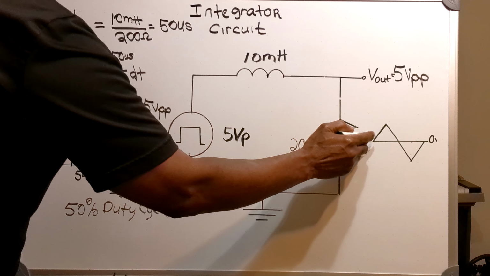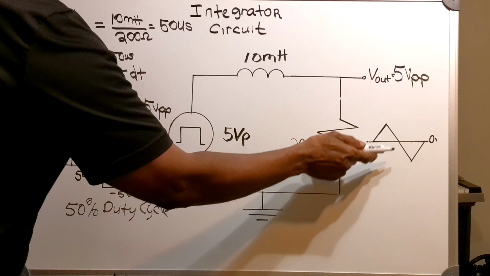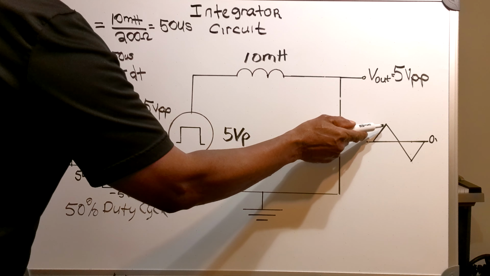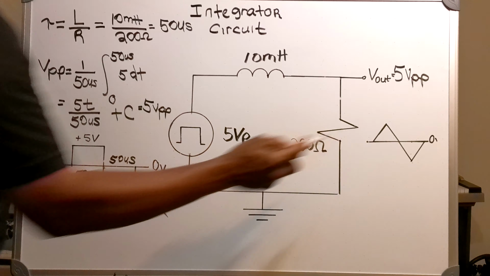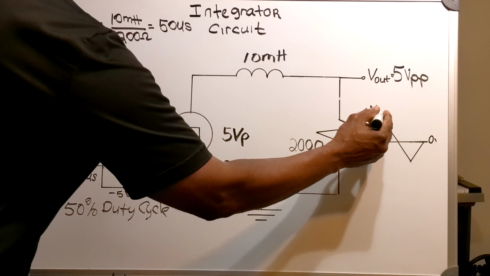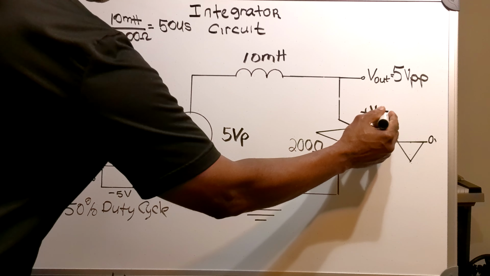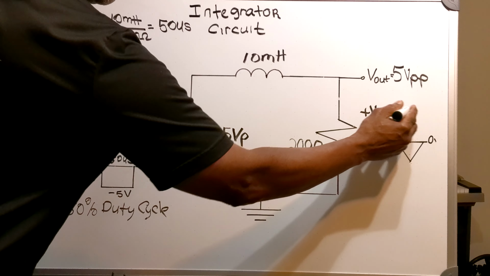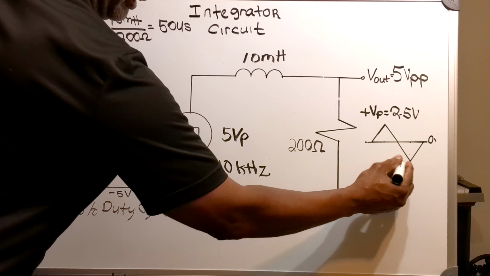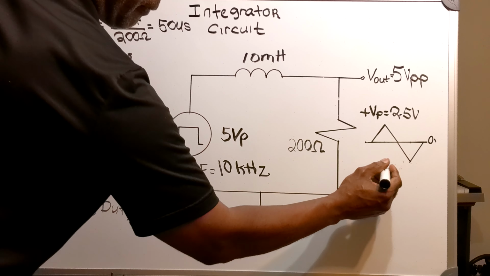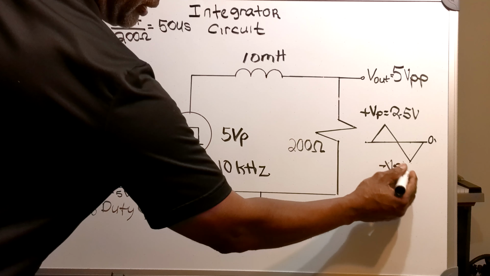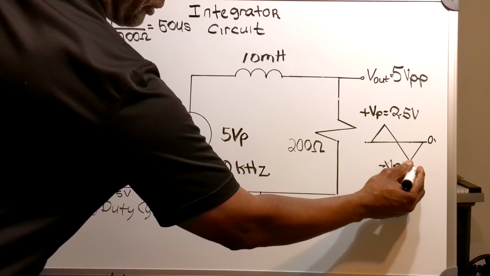And since my signal will be balanced around 0, meaning that it spends the same amount of time above 0 as it does below 0, I have plus Vp equals 2.5 volts, and minus Vp equals minus 2.5 volts.